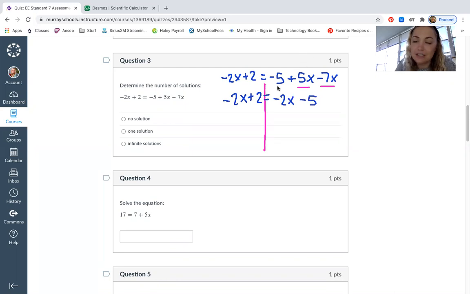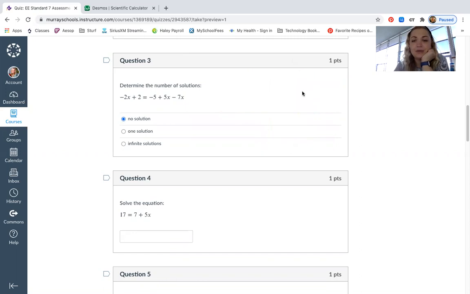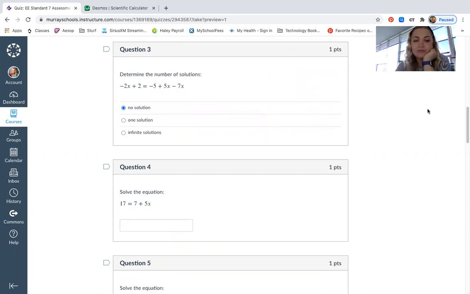So now we're going to check, because remember, we're just looking for how many solutions there are. I have negative 2x's and negative 2x's. Those will eliminate one another when I add 2x to both sides. So then I can compare 2 and negative 5. Those are obviously different numbers. So if they don't match, then it's going to be no solution, because you're going to have a false statement at the very end. All right, let's go to question number 4.